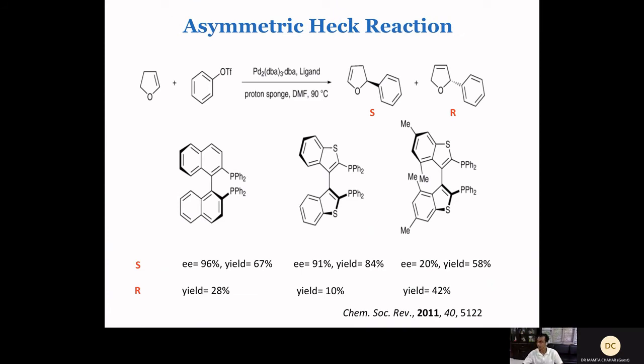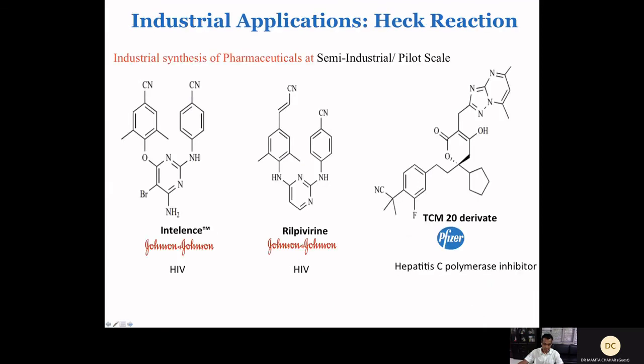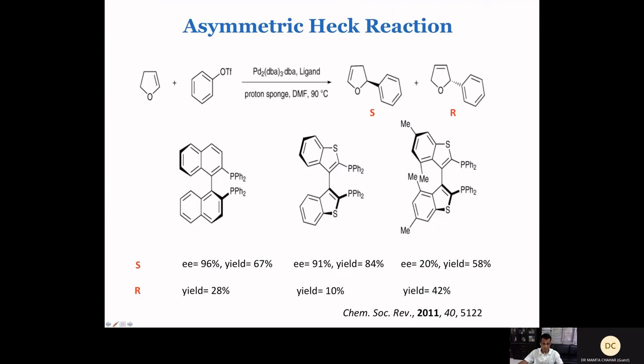The isomerization of the double bond that is happening again and again leads to a very exciting product formation. In these cases, we get a very high level of ee with a suitable ligand. Okay, so with this ligand, we get very high levels of enantiomer selectivity.